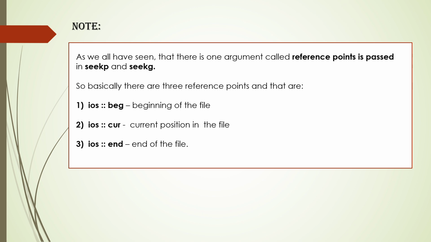Just for knowledge, you should know that there are 3 reference points. First is ios scope resolution operator beg. That means it moves the pointer to the beginning of the file, that is at the start. Second is ios scope resolution curr. It moves the pointer to the current position in the file. Third is ios scope resolution end. It moves the pointer to the end of the file.